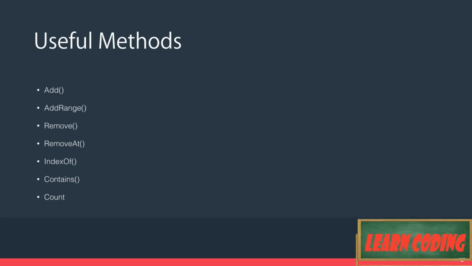And here are some useful methods that are available in the list class. Add to add an object to the list. AddRange to add a list of objects. That can be another list or an array. Remove to remove one object from the list. RemoveAt, which removes the object at the given index. IndexOf, which returns the index of the given object. Contains, which tells us if the list contains the given object or not. And Count, which returns the number of objects in the list. Let's flip over to Visual Studio and see all these methods in action.